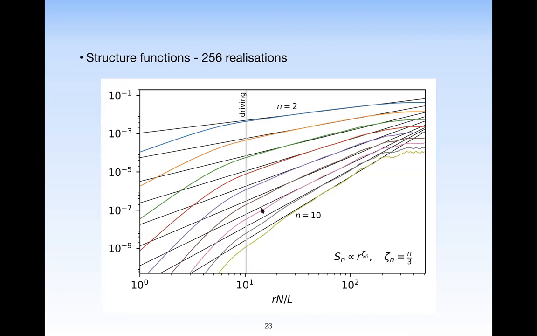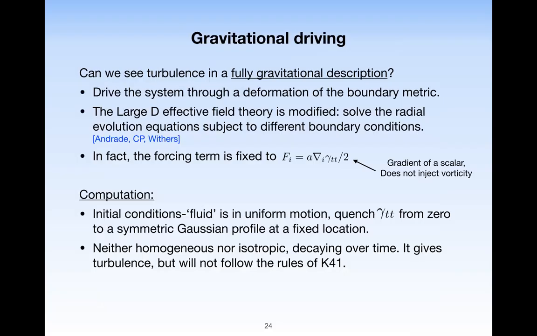Okay. So hopefully in the last 3 slides, I managed to convince you that the black holes that we have constructed do exhibit a universal regime that is compatible with Kolmogorov's predictions. But we already had a question about this. Some of you may be worried that when I added that forcing term, I did that by hand. So in principle, I wasn't actually solving Einstein's equations. So is it possible to see turbulence in a fully gravitational description? I think this is what the last question was about.